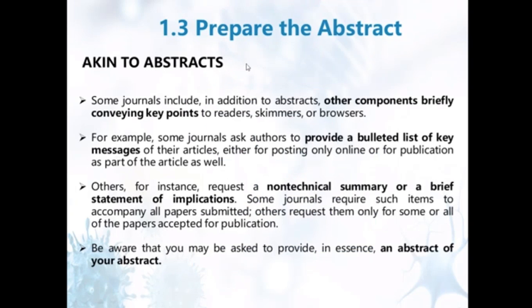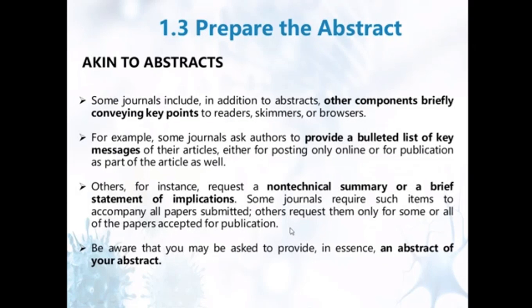There are some other points about the abstract. Some journals also include, in addition to abstracts, other components briefly covering key points to aid readers' processing. For example, some journals ask authors to provide a bulleted list of key messages of their articles, either for posting only online or for publication as part of the article as well. If the journal asks, you have to provide some other key messages. Other journals also require a non-technical summary or a brief statement of implications. Some journals require such items to accompany all papers submitted. Others require them only for some or all of the papers accepted for publication.